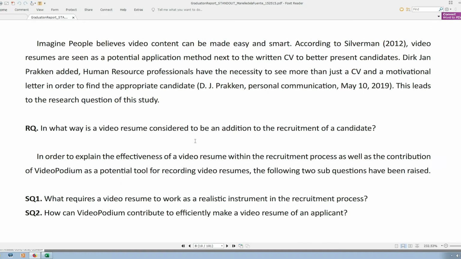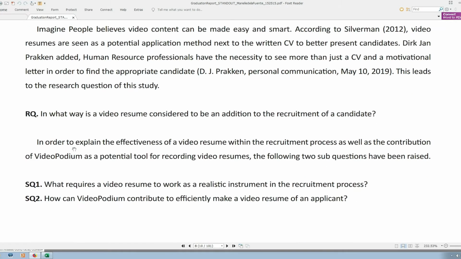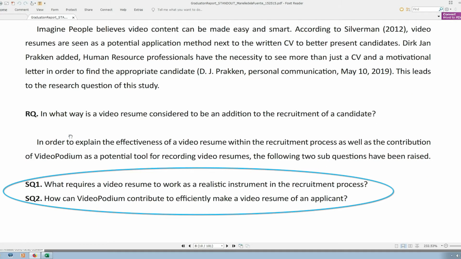Scrolling down, and she ends up with a research question. And she created 2 sub-questions. One about the instrument and the other one about the contribution of this instrument.